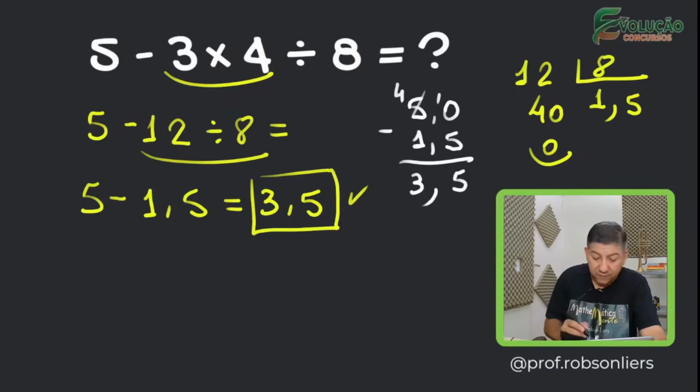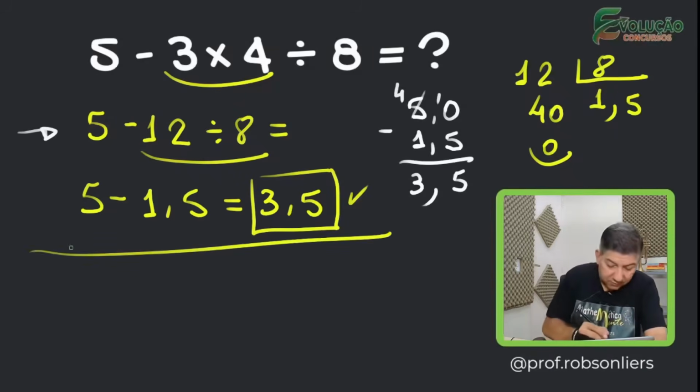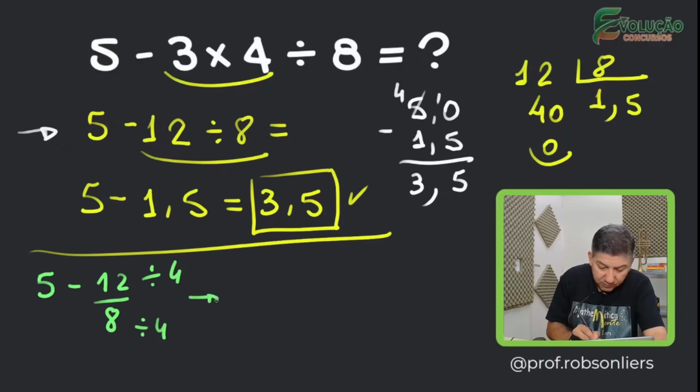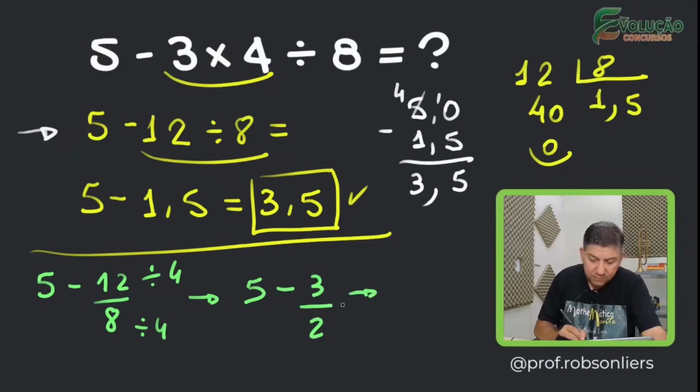Now, is there another way to do it? Look, yes, there is. So, I'll write here 5 minus 12 over 8 as a fraction. Here, 12 over 8, okay? 12 over 8 is a fraction that we can simplify. We can simplify it by 2, we can simplify it by 4, so let's simplify it by 4 here. Simplifying this fraction by 4, it will be like this. 5 minus 12 divided by 4 is 3, so I'll put the 3 here. Over 8 divided by 4 is 2. So we have 5 minus 3 over 2.